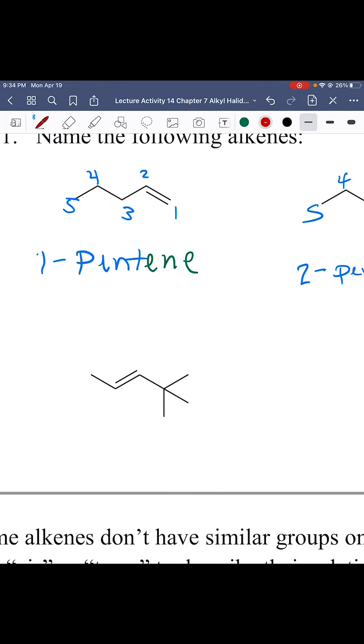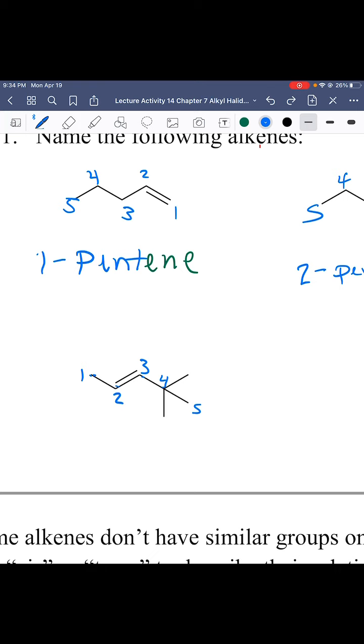Here we have what appears to be a 5 carbon chain, but again, we always have to double check. We have a 1, 2, 3, 4, 5. You can go either way. You can go 1, 2, 3, 4, 5 here, or 5 here. We're going to end up with the same name. So I'm just going to stick to my first chain.